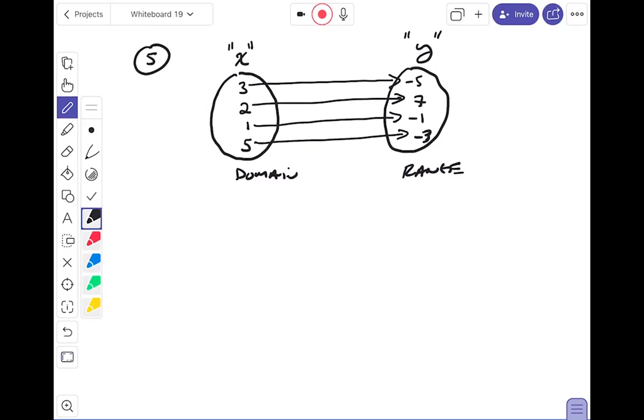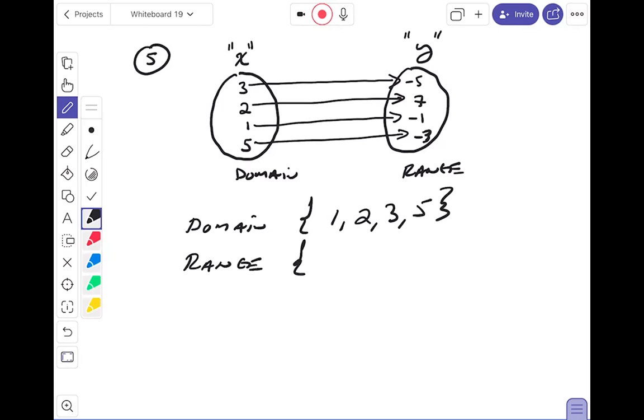All right, their question is, what's the domain? I'm going to write it down as a listing. And what do I see? 1, 2, 3, and 5. That's a listing. Let's put the range down. I'm going to put it down as a listing. -5, -3, -1, and 7.